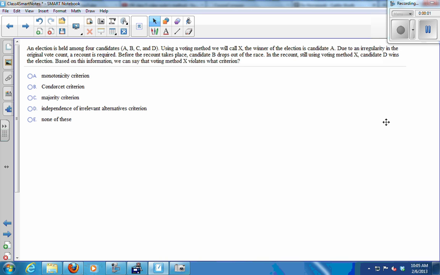Election held among 4 candidates using a voting method we call X. The winner of the election is candidate A. Okay, so A wins the first election.